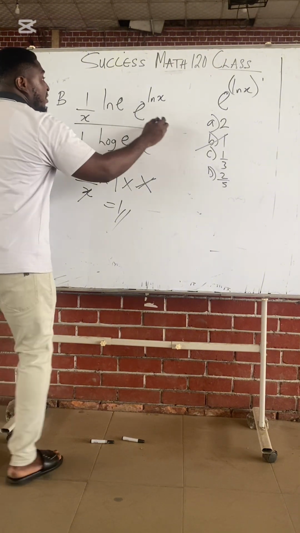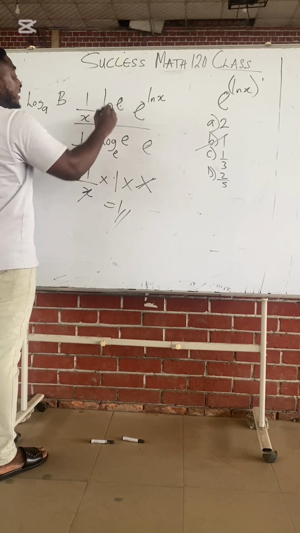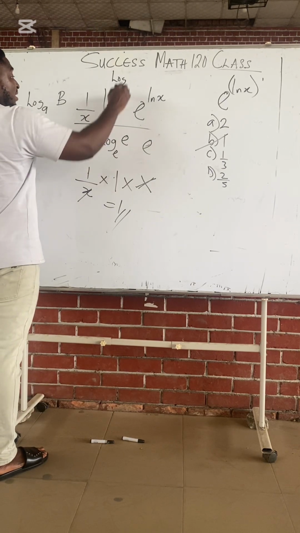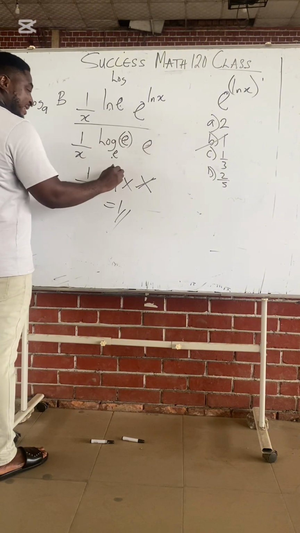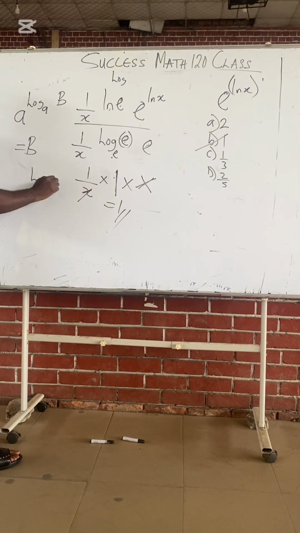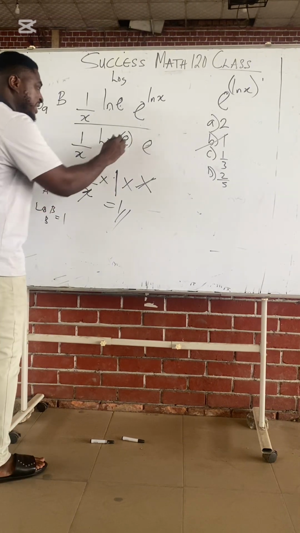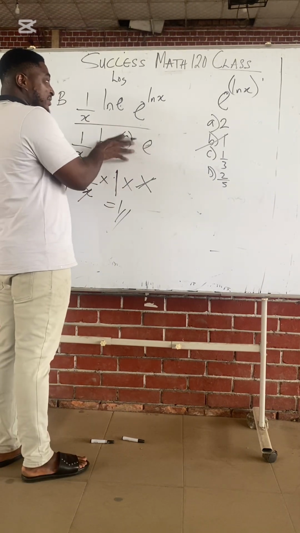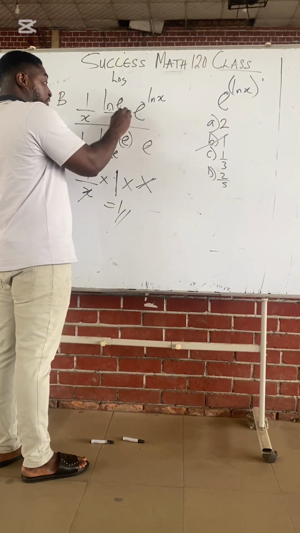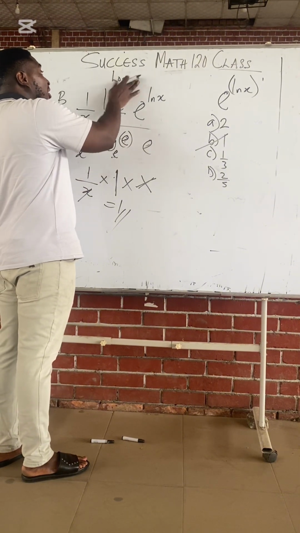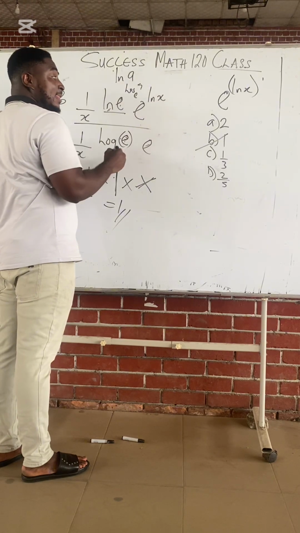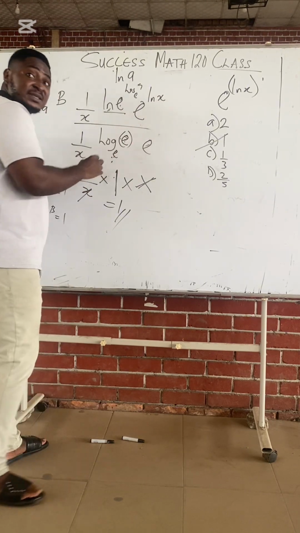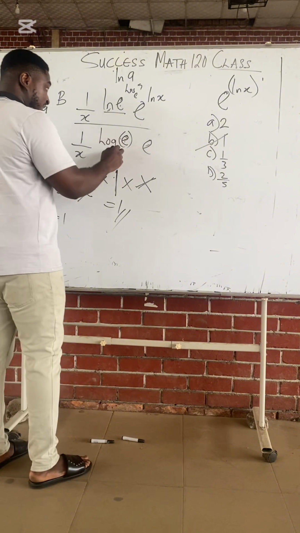Class, we've gotten here, right? Now ln e is the same as log base e of e. Anytime the number here and the number here are the same, the answer is 1. Log A base A is 1. Log B base B is 1. So because e and e, it is 1. How do we change ln e to log e base e? Because ln is log base e. What is ln A? Is it not log A base e? So ln e is also log e base e, and log e base e is 1.